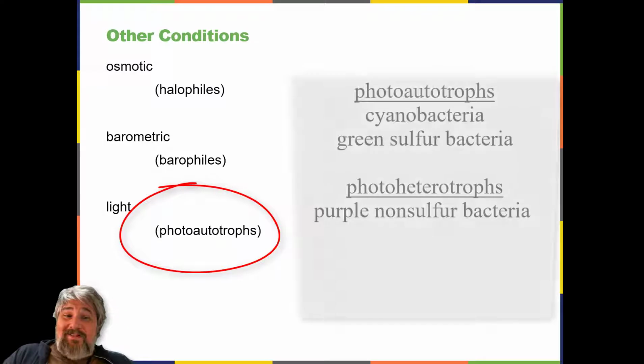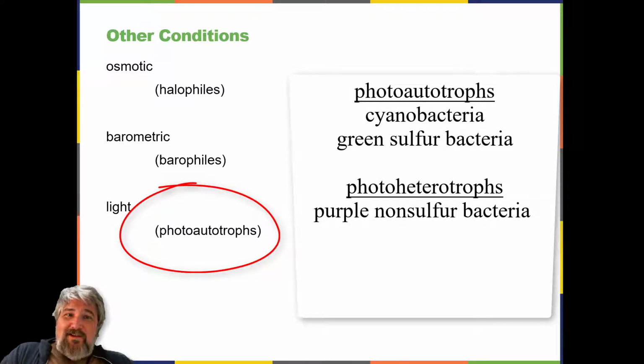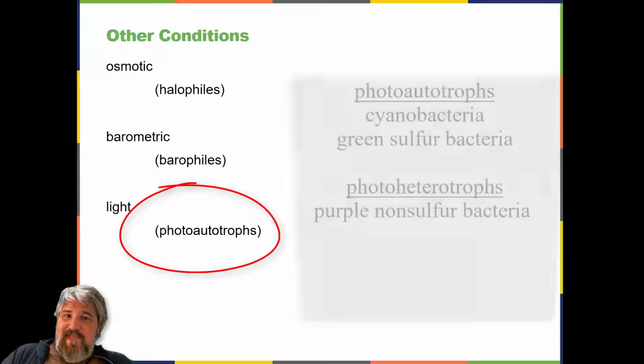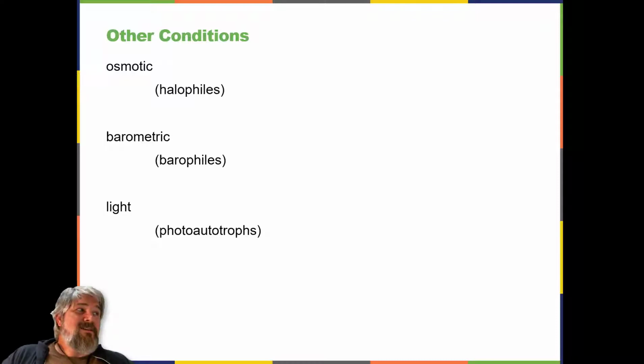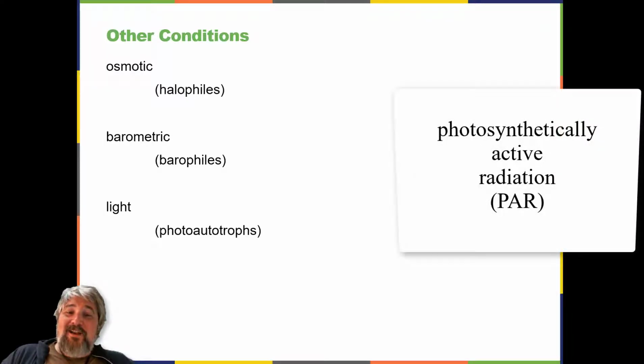Photoautotrophs, such as cyanobacteria or green sulfur bacteria, and photoheterotrophs, such as purple non-sulfur bacteria, depend on sufficient light intensity at the wavelengths absorbed by their pigments to grow and multiply. Energy from light is captured by pigments and converted into chemical energy that drives carbon fixation and other metabolic processes. The portion of the electromagnetic spectrum that is absorbed by these organisms is defined as photosynthetically active radiation, PAR.